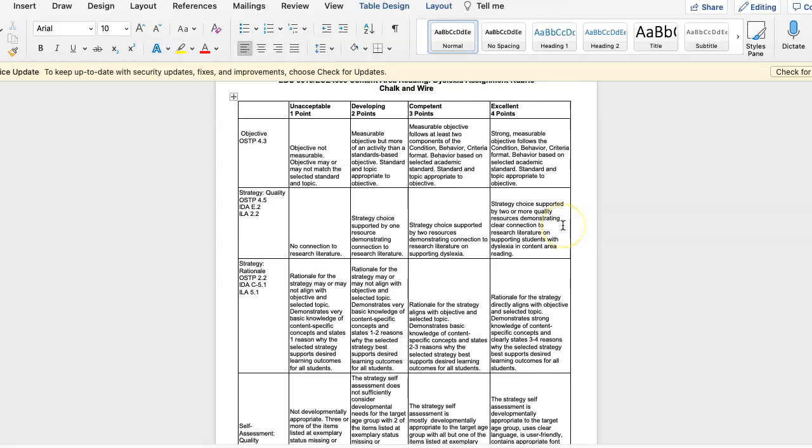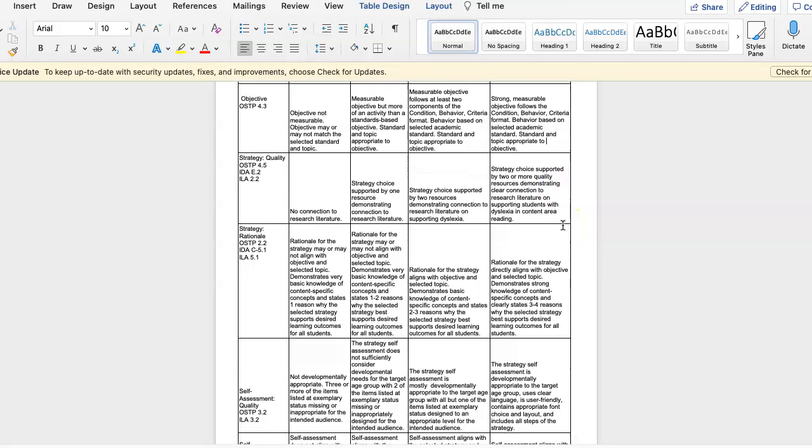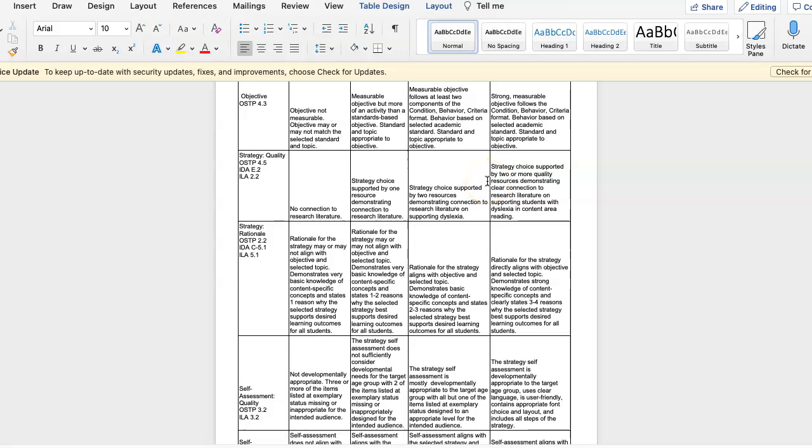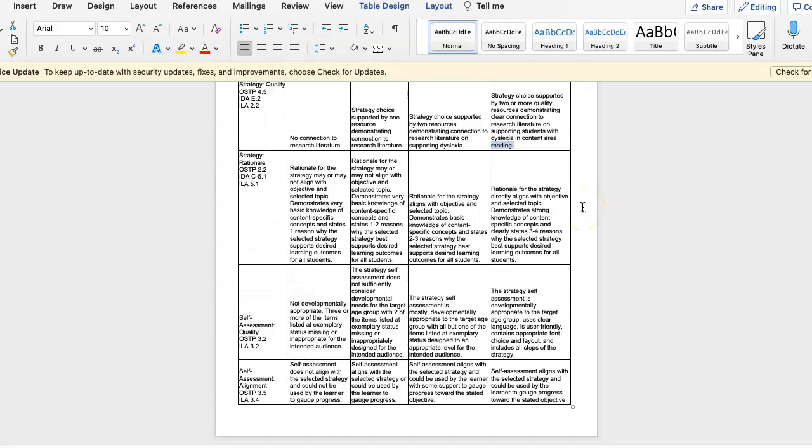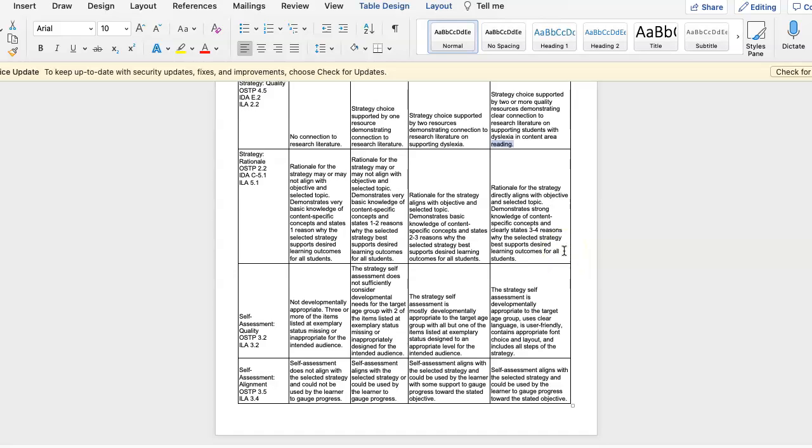The strategy quality must be supported by 2 or more quality resources that demonstrate a clear connection to research literature on supporting students with dyslexia in content area reading. The rationale for the strategy directly aligns with the objective and selected topic. It must demonstrate strong knowledge of content-specific concepts and clearly state 3 to 4 reasons why the selected strategy best supports desired learning outcomes for all students.